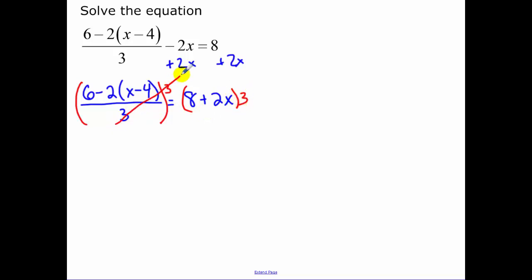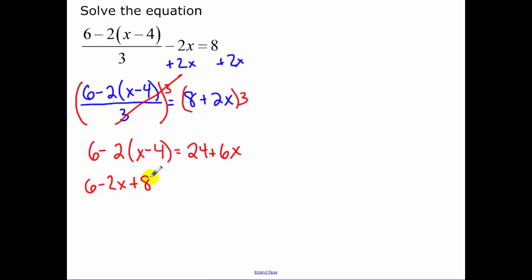That cancels out that 3. So we're just left with what was in the numerator, and then distribute the 3 to everybody. Now distribute this negative 2 through. And combine your like terms.